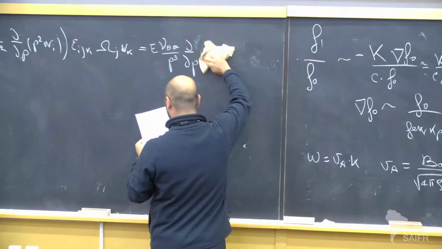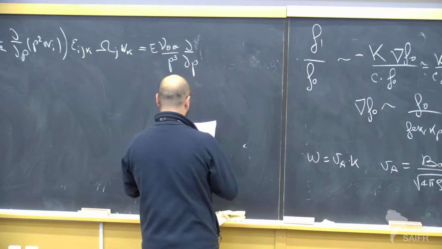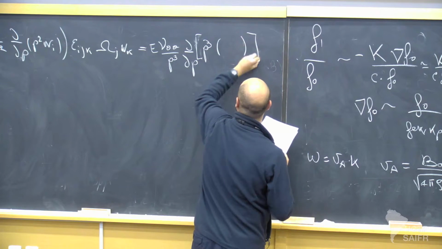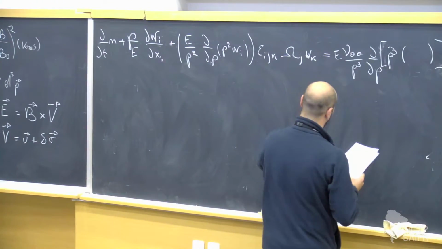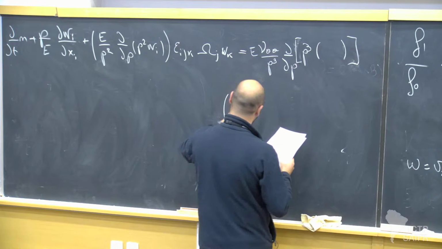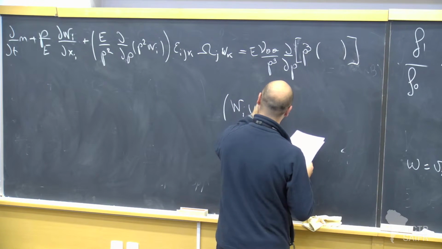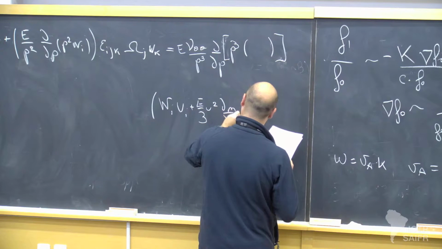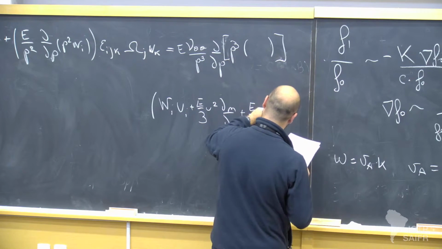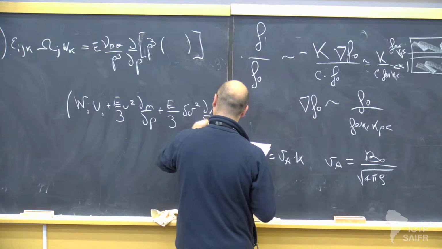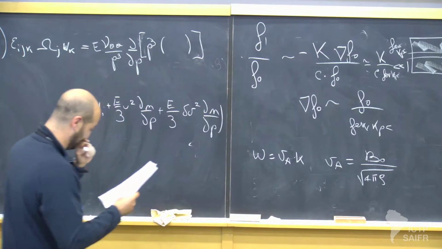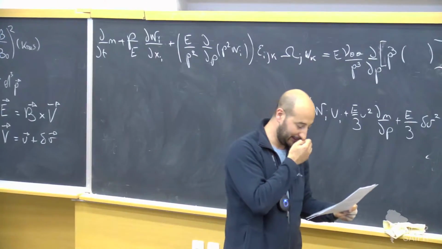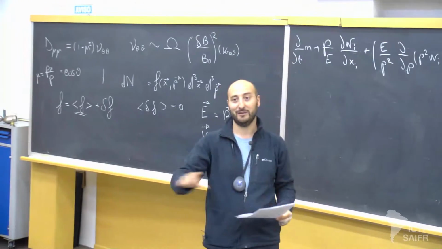No, maybe there is enough space. P cube times a parenthesis. And this parenthesis is Wi Ui plus E third U square dn over dp plus E thirds delta V square dn over dp. And there is an analogous equation for the W that I won't write explicitly. You see how just by changing this frame, this becomes a mess.